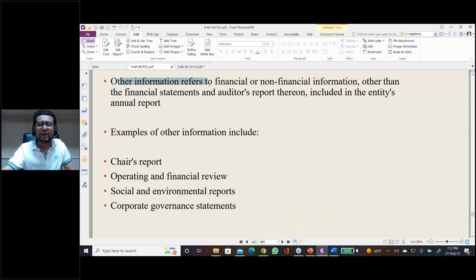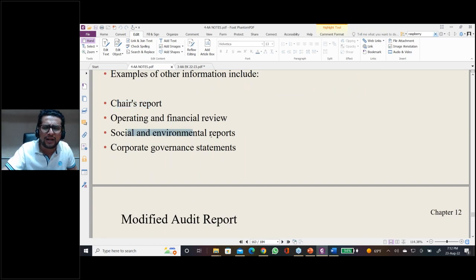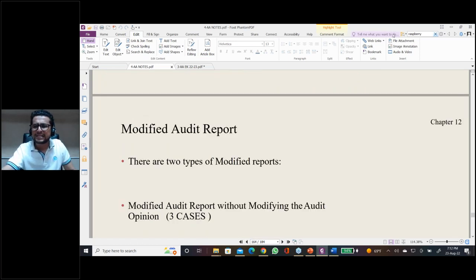Other information is any other information within the annual report apart from the financial statements. It could be the chairman's report, it could be the operating and financial review, it could be any social and environmental report. Is this clear to everyone? Unmodified report. Can I move on to the modified audit report now?